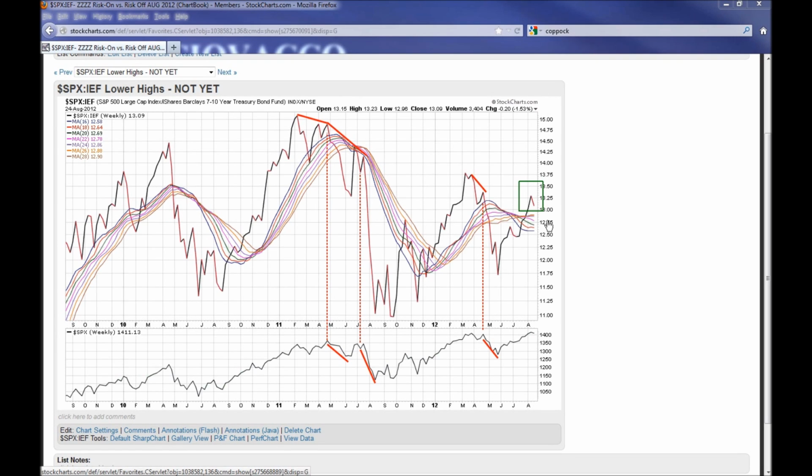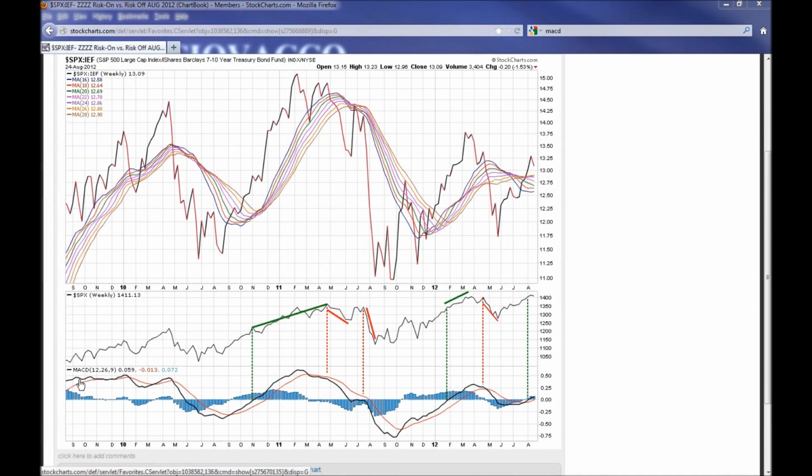In the present day, we don't have anything like that yet. We've recently made a higher high. If we were to see something similar to this or this, then we would become more open to a rollover and bearish outcomes in stocks, commodities, and risk assets in general.